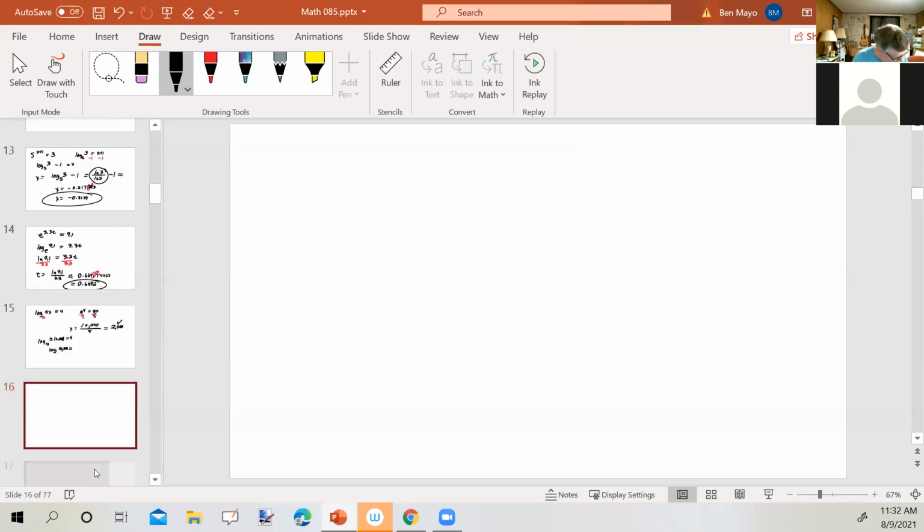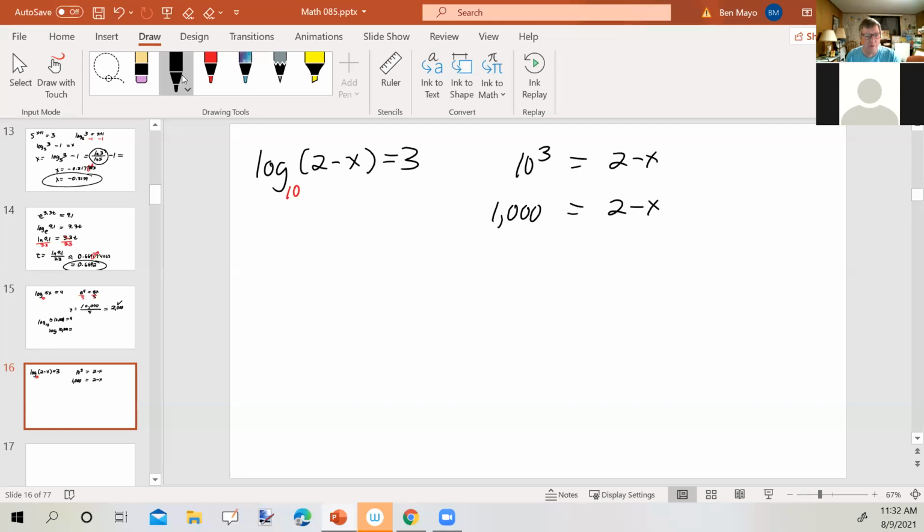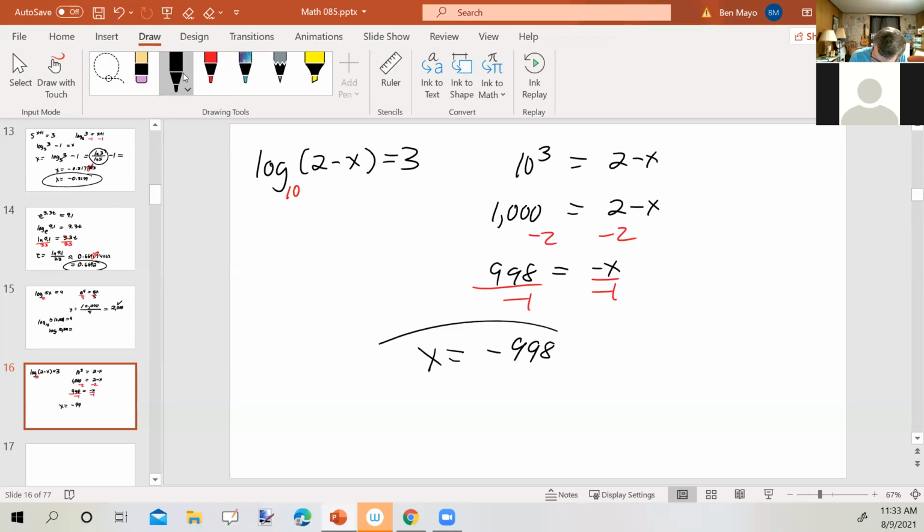How about this one? The log of the quantity 2 minus x equals 3. Solve this equation. Again, don't forget there's an implied base 10 with the log. So then 10 cubed equals 2 minus x. 1,000 equals 2 minus x, 10 to the 3rd, 10 times 10 times 10. Okay. Subtract 2, we get 998 equals negative x. Divide both sides by -1 and x equals negative 998. Okay, let's see here.